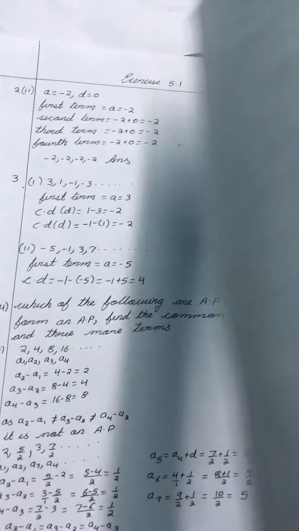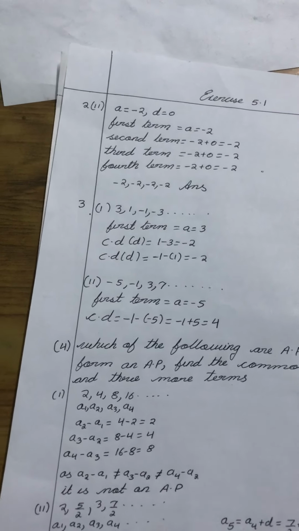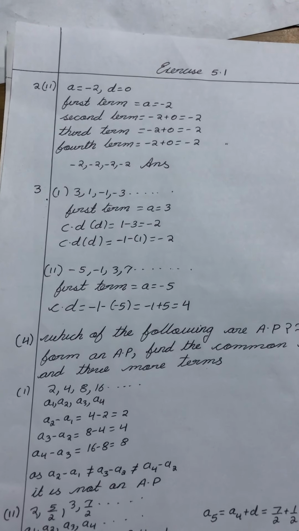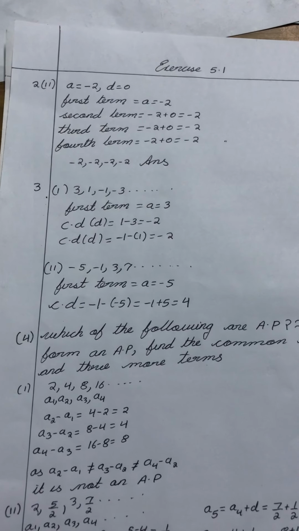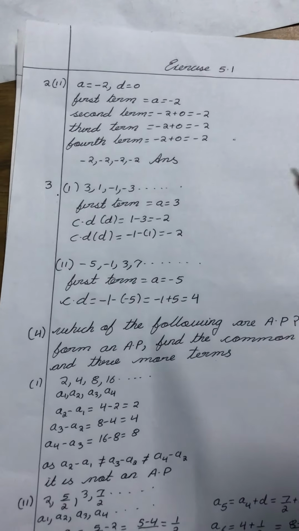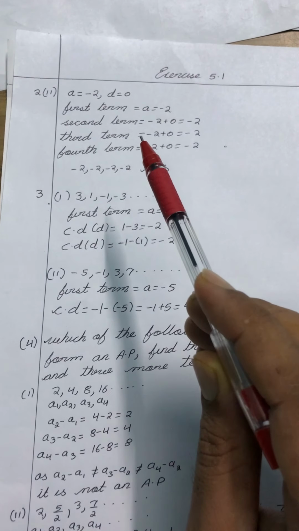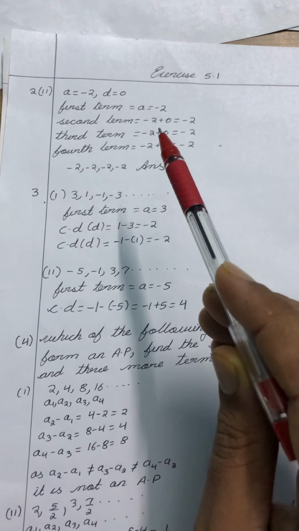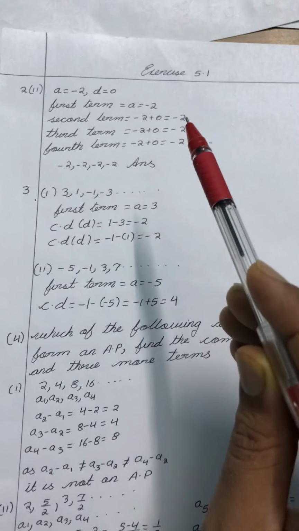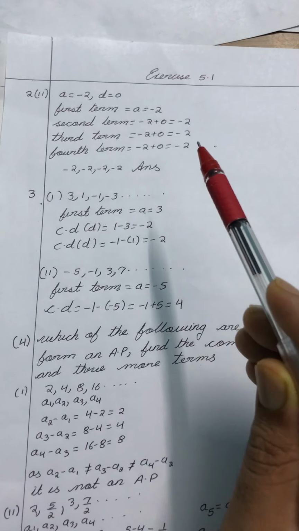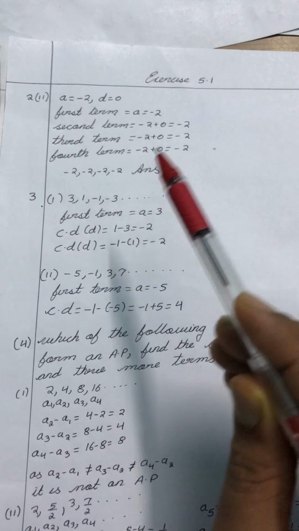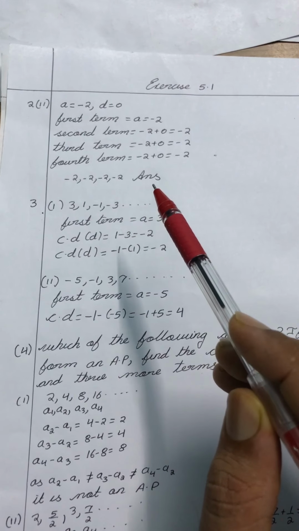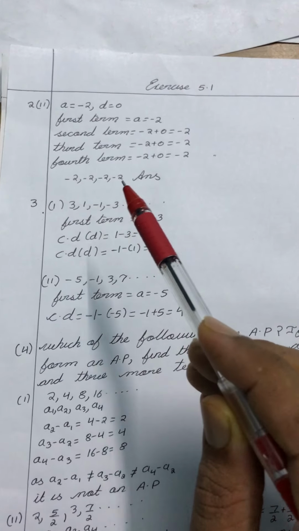Now let's do a few sums from the exercise. Exercise 5.1, second question, second part. Here A is given and D is given to us. So A is minus 2, D is 0. So the first term is given. Now we want to find the second term. To find the second term, in the first term we will add D. So minus 2 plus 0, minus 2. Then the third term, in the second term we will add D. So minus 2. In the same way the fourth term, in the third term we will add D. So minus 2 plus 0, minus 2. So the first four terms of this AP are minus 2, minus 2, minus 2, minus 2.